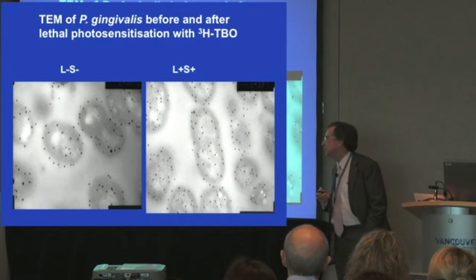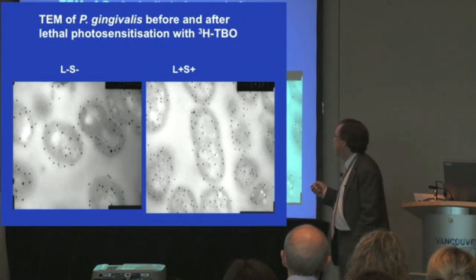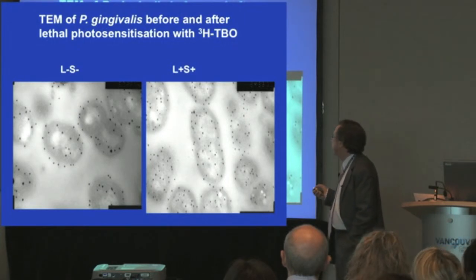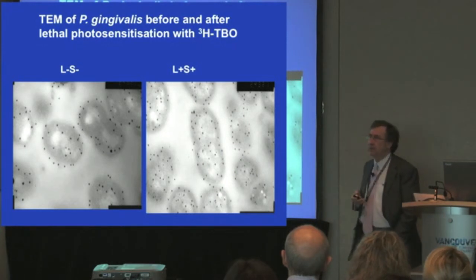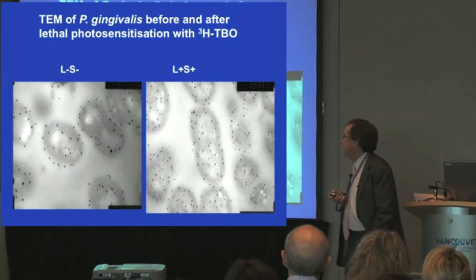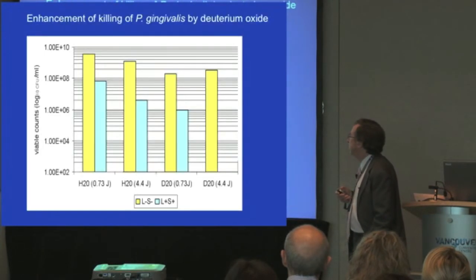We wanted to find out where the photosensitizer actually went to. Now, although these look very, very similar, if you actually count the number of particles, you can see that after photosensitization, there are far more internally than externally. So there's certainly cytoplasmic membrane disruption and outer membrane disruption.